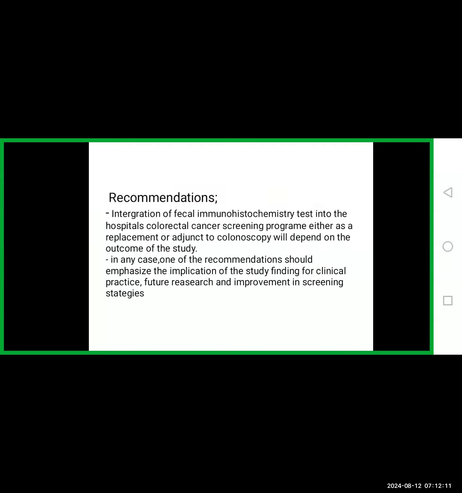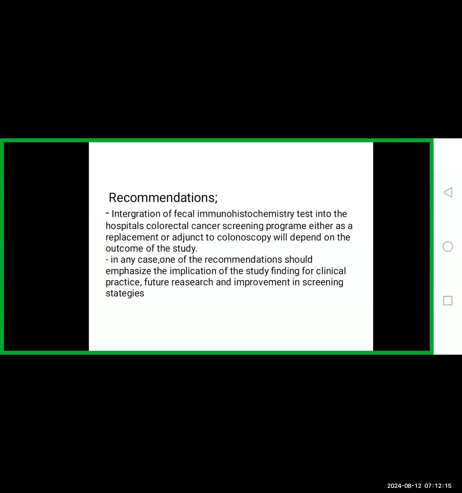Next slide. Then the results should display the summary of key findings such as sensitivity, specificity, positive and negative predictive values, and overall accuracy to compare the diagnostic accuracy of the fecal immunochemical test and colonoscopy. And then we give a conclusion, summarizing the key findings with the implication to clinical practice and significance in improving colorectal cancer screening.